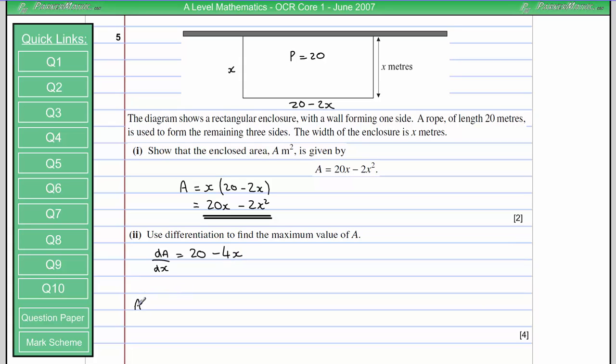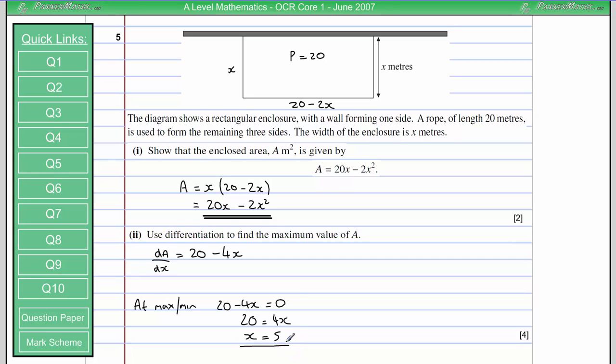We know at a maximum or a minimum, 20 minus 4x is going to be 0. This is because dA/dx gives us the gradient of the original curve, and when the gradient is 0, that means the curve is going to be flat. So let's rearrange this to find x. Let's add 4x to both sides. We get 20 equals 4x. Divide through by 4, we get x equals 5. So we know at a maximum or a minimum, x is going to be 5.